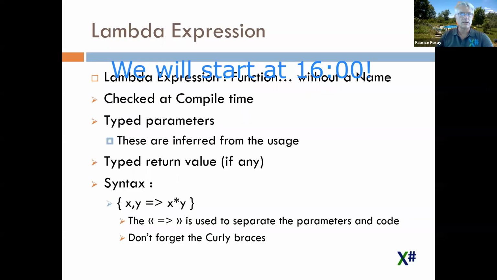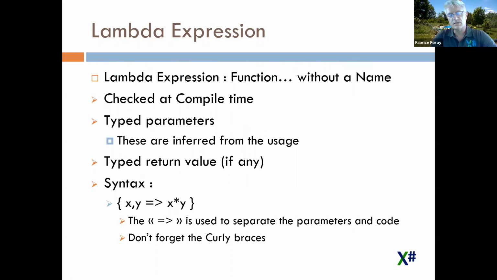A Lambda expression is a kind of function or method without a name. We will see a little bit the same thing with anonymous methods. It is something that is checked at compile time and has some type parameters. In fact, you can specify the type of parameters, but if you don't, the compiler will infer the type of the parameter based on their usage. And it will return something if it is needed.